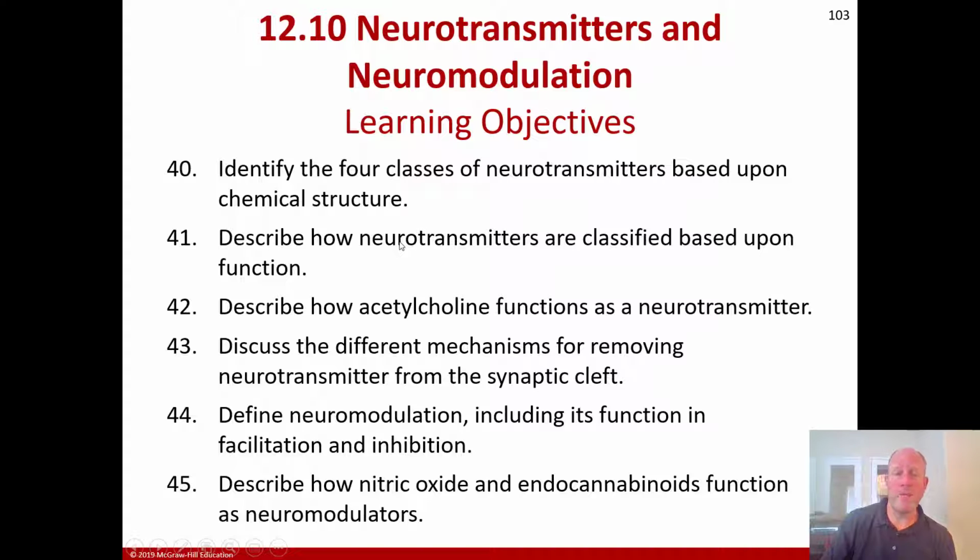So section 12.10. Neurotransmitters and neuromodulation. After going through this section, you should be able to identify the 4 classes of neurotransmitters based upon chemical structure, describe how neurotransmitters are classified based upon function, describe how acetylcholine functions as a neurotransmitter, discuss the different mechanisms for removing neurotransmitter from the synaptic cleft, define neuromodulation, including its function in facilitation and inhibition, describe how nitric oxide and endocannabinoids function as neuromodulators.